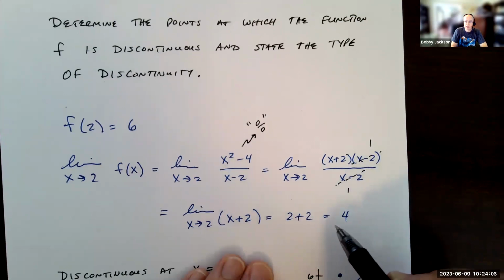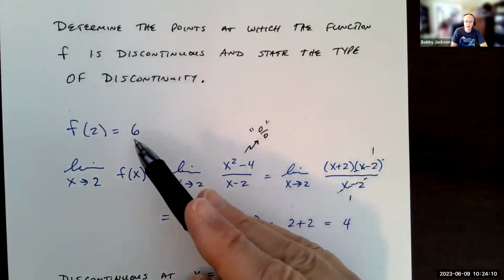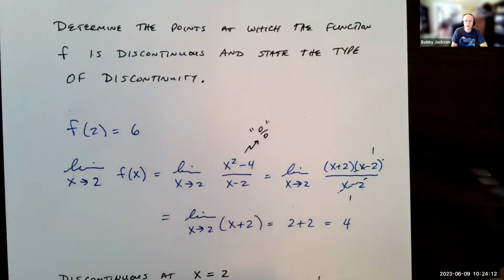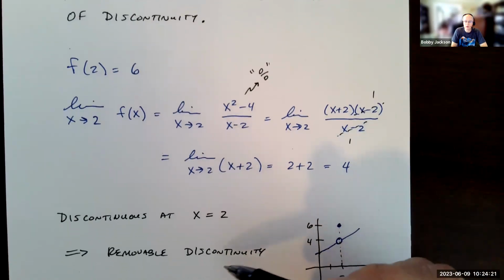So notice the limit as x approaches 2 of the function is 4, but the value of the function is 6. Since these are not equal, the function is not continuous. Okay, it's not continuous. It's discontinuous at x equals 2. Now, what type of discontinuity is this? This is a removable discontinuity.